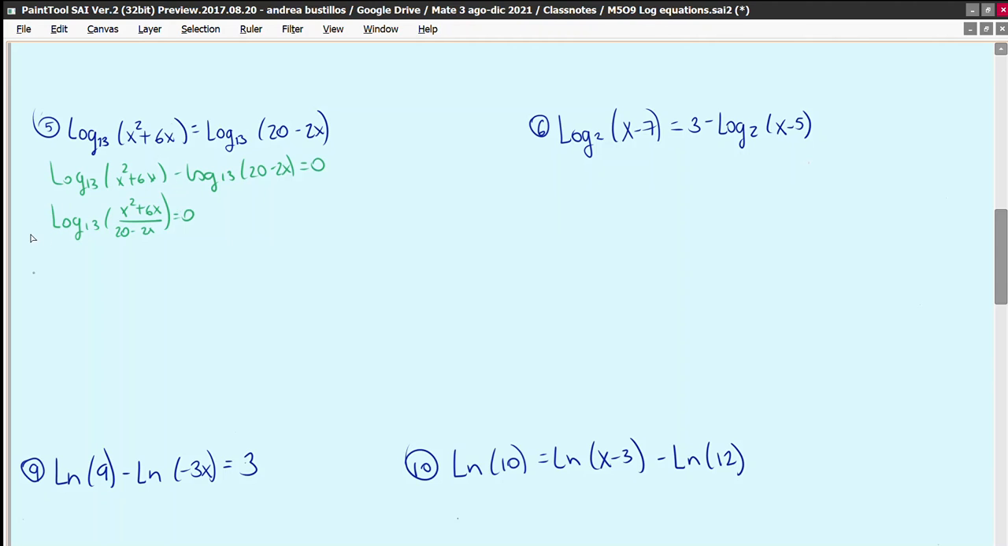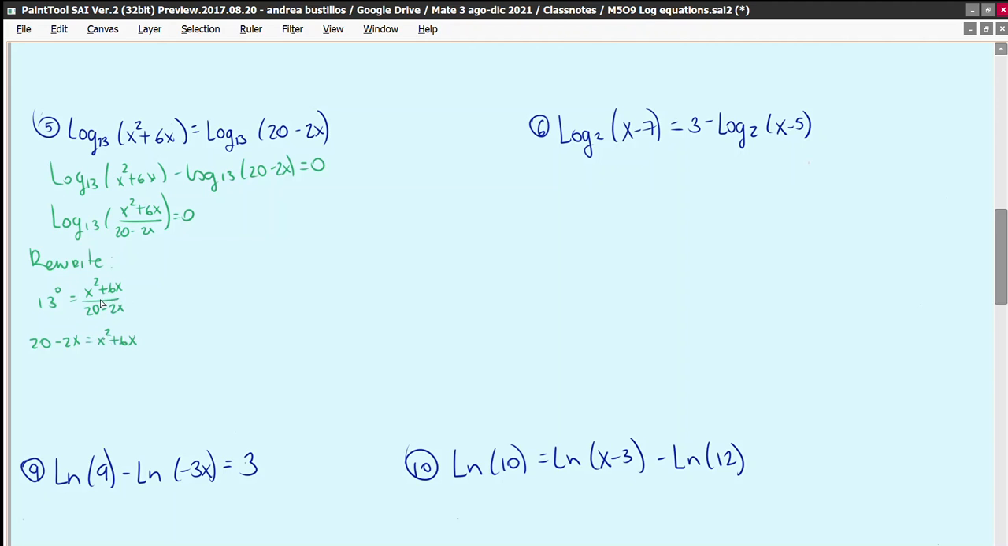So this, rewriting it in exponential form, is 13 to the power of 0, and this is (x squared plus 6x) over (20 minus 2x). Now, 13 to the power of 0 is 1. We already know that. So if I have 1 here and I pass the denominator multiplying to the other side, this is going to be 20 minus 2x equals x squared plus 6x.